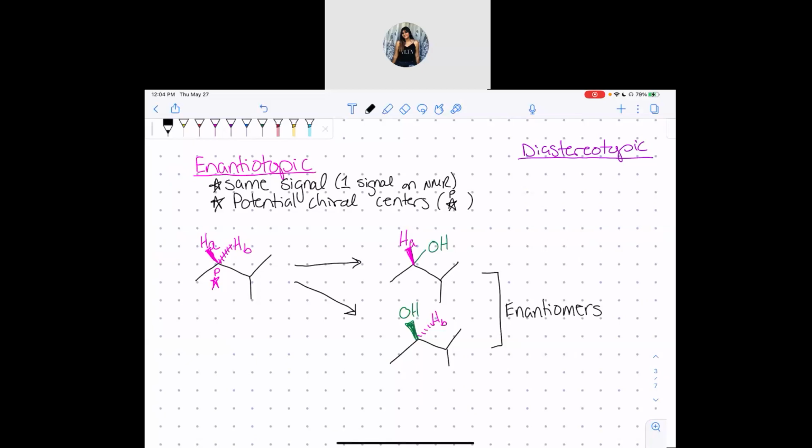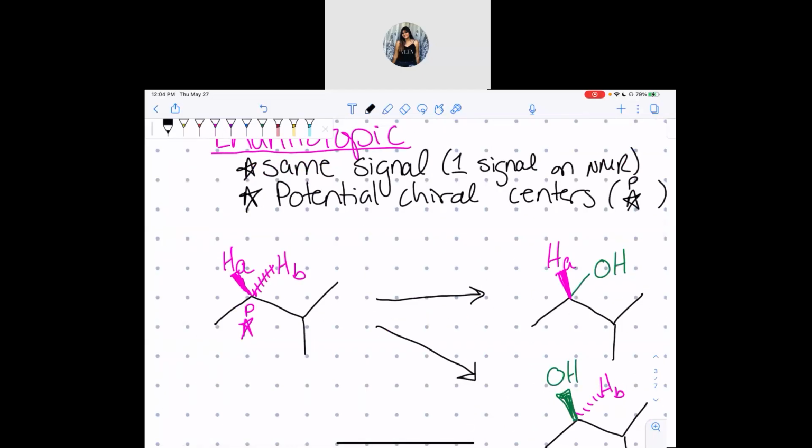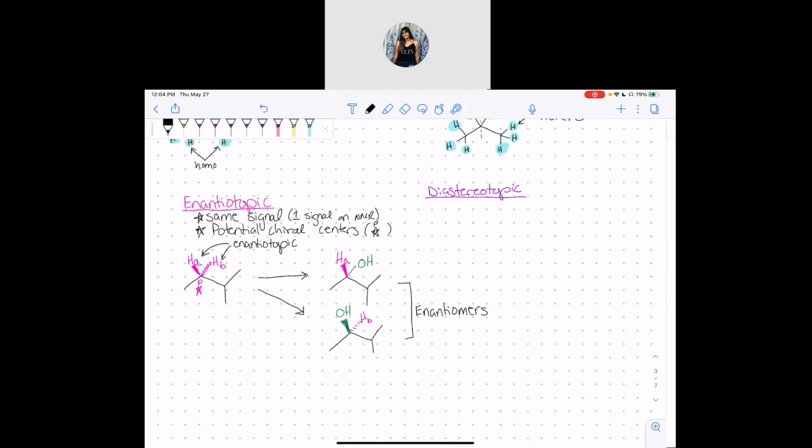Yes, because enantiomers are just two molecules that are the same, and they have a difference at one chiral center. These molecules only have one chiral center, and one is R, one is S. So they would be classified as enantiomers. So these two hydrogens are going to be considered enantiotopic since they form enantiomers. So let me zoom in and just write that down. And ta-da!